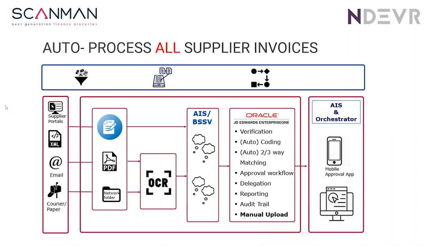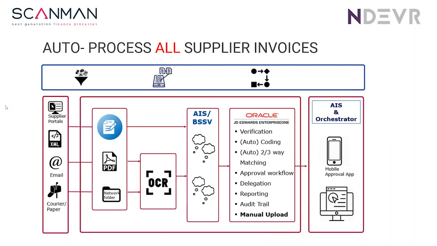And then within SCANMAN, overall, the invoices will go through certain scenarios, depending on if it's a non-PO cost invoice or a PO-based invoice. Non-PO cost invoices will be validated, then automatically coded within the system, and then approval workflows will be automatically kicked off, because a lot of times we see that cost invoices need approvals from the internal organization.